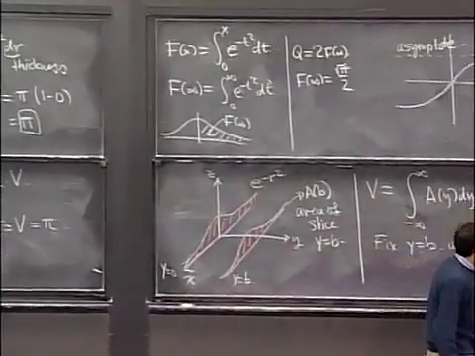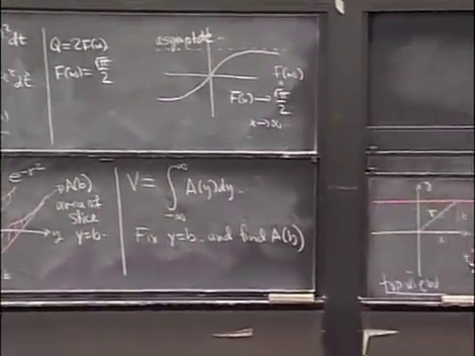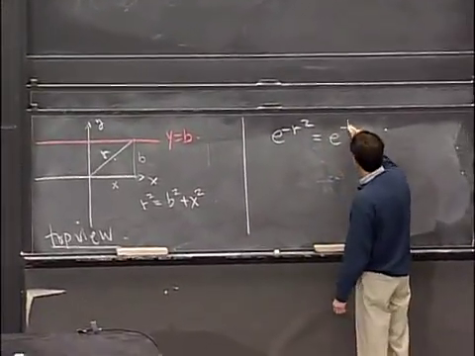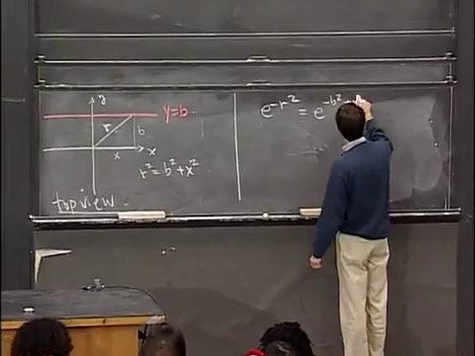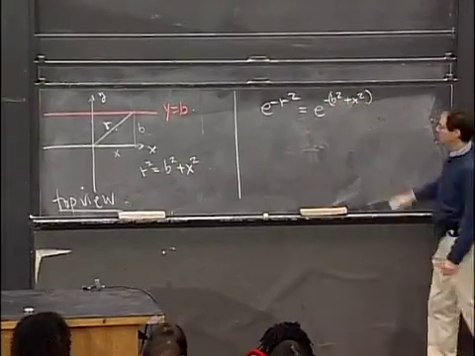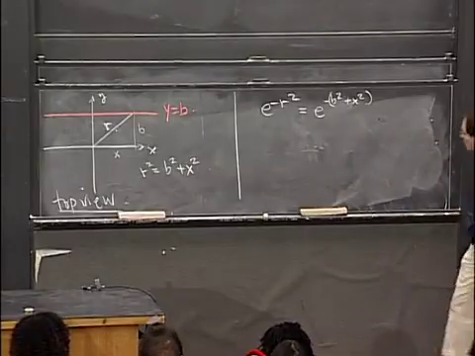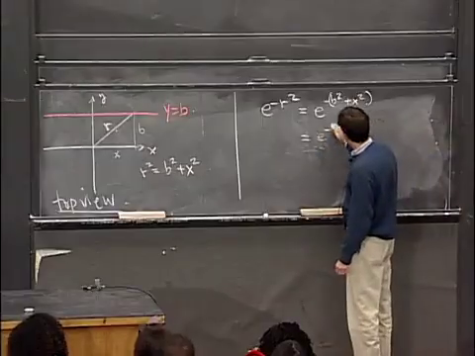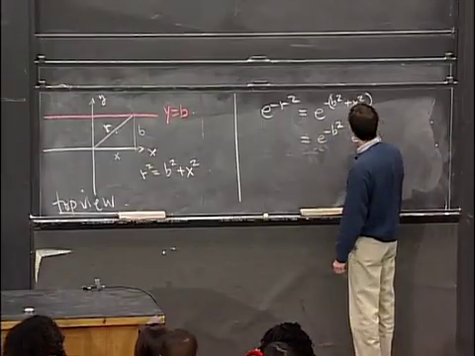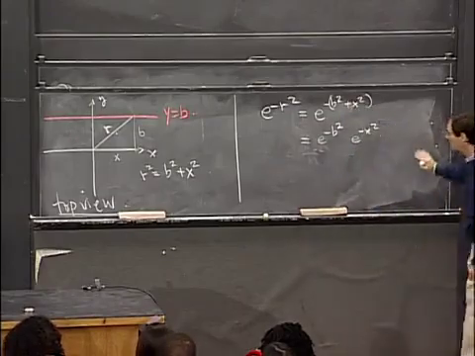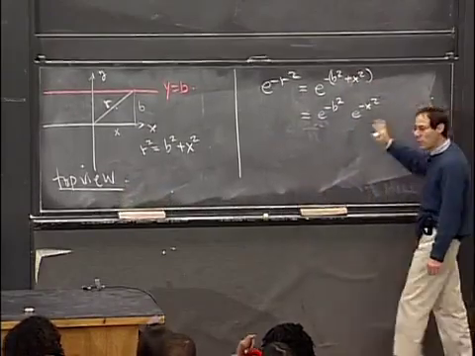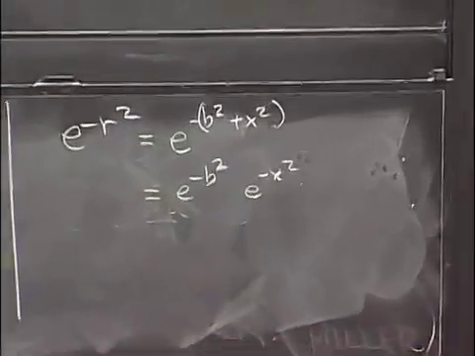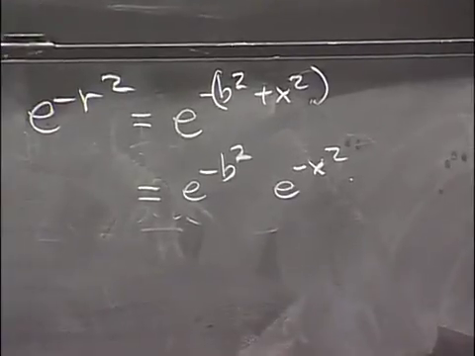All right. So now I claim I have a formula for r squared, and so I can write this down. This is e to the minus (b squared plus x squared). But now I'm going to use the rule of exponents, which is that this is the same as e to the minus b squared times e to the minus x squared. And that's going to be the main way in which we use the particular function that we're dealing with here. That's really the main step, amazingly.